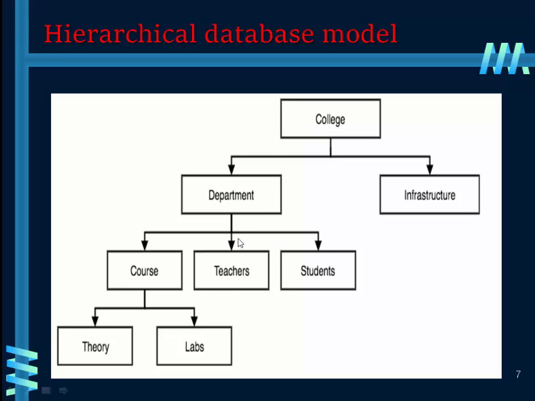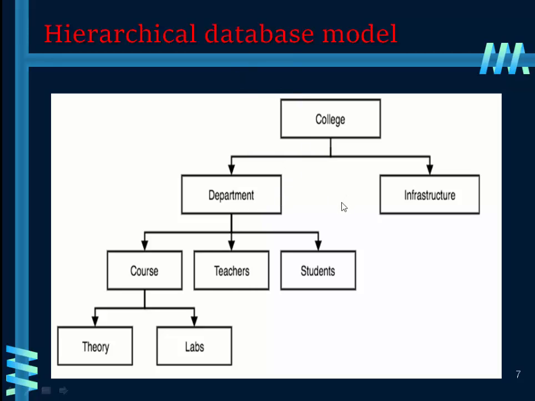In the hierarchical model, data is organized in tree-like structures with a one-to-many relationship. So there is a relationship called one-to-many between two different data types. For example, one department can have many courses, and these many courses come under one department. That's why we can say there is a one-to-many relationship in hierarchical data models.